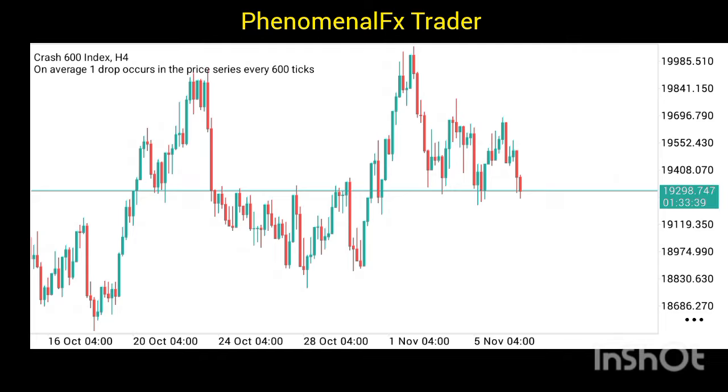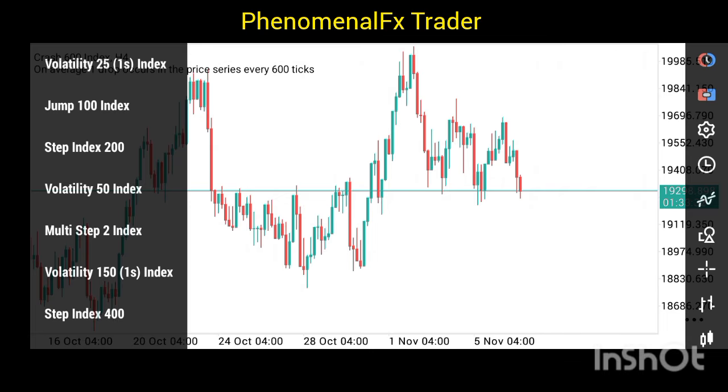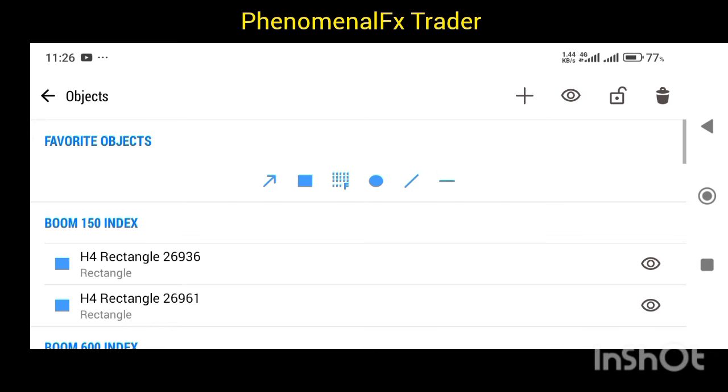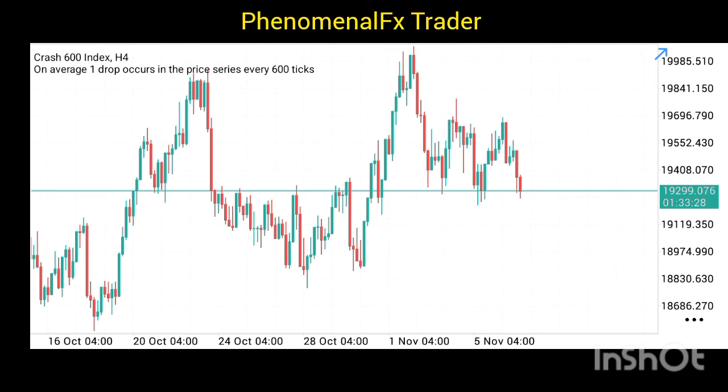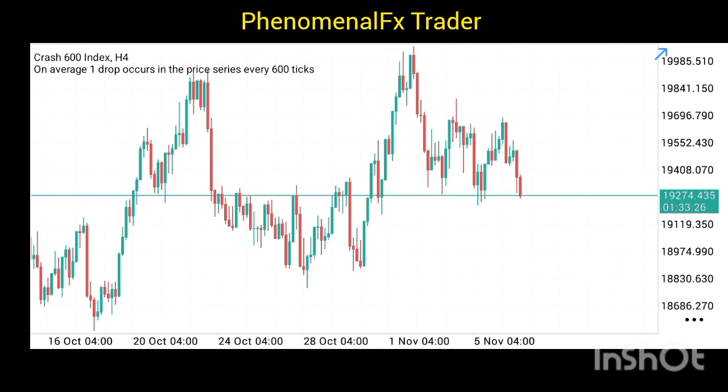As a continuation of the first video I did on using resistance and support to trade Boom and Crash, here we're going to be looking at some major zones on some pairs. For example, now we have a zone here. When you open your chart, if you want to trade Boom and Crash using the resistance and support approach, all you need to do is identify strong areas of support and resistance.